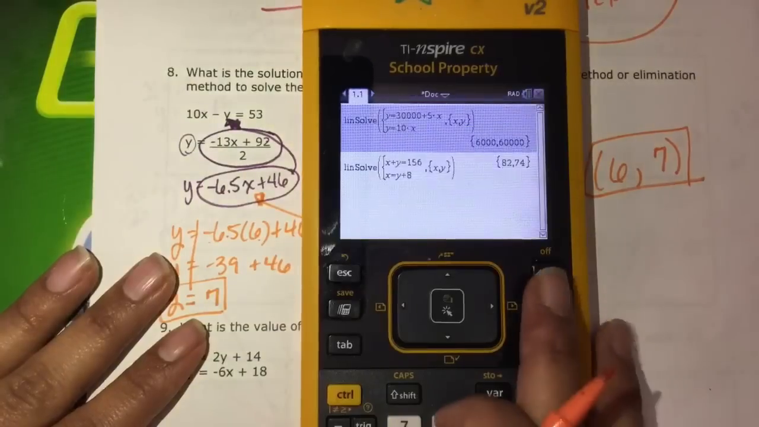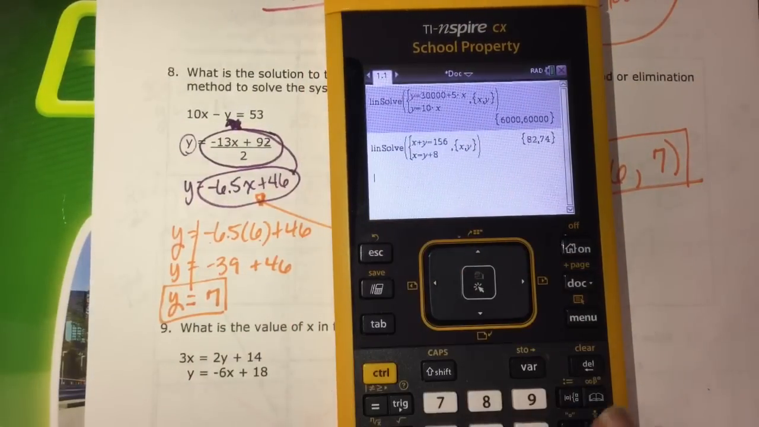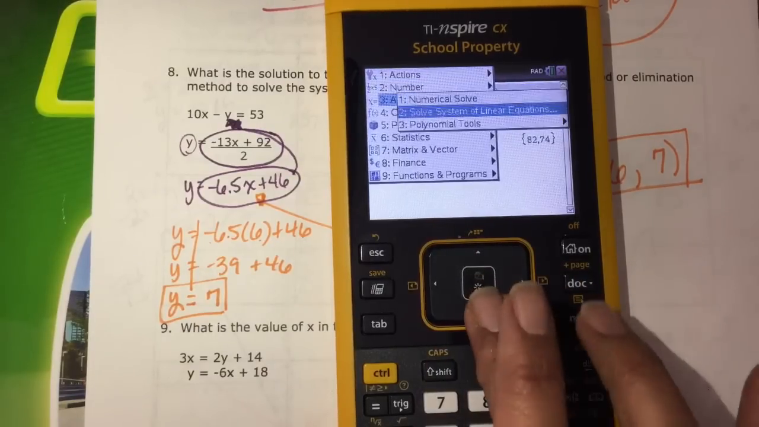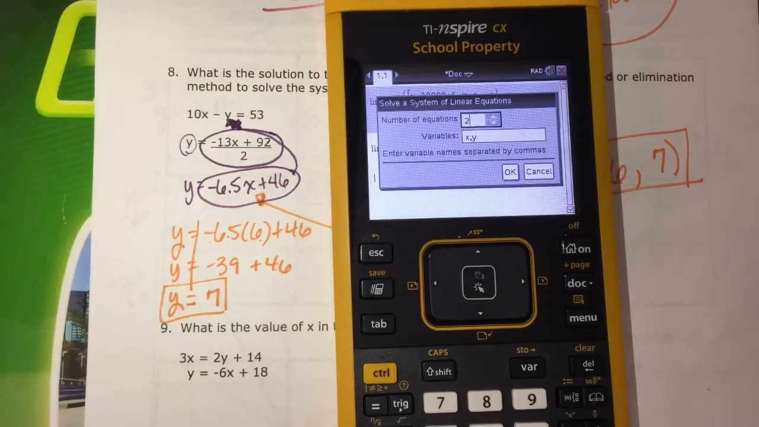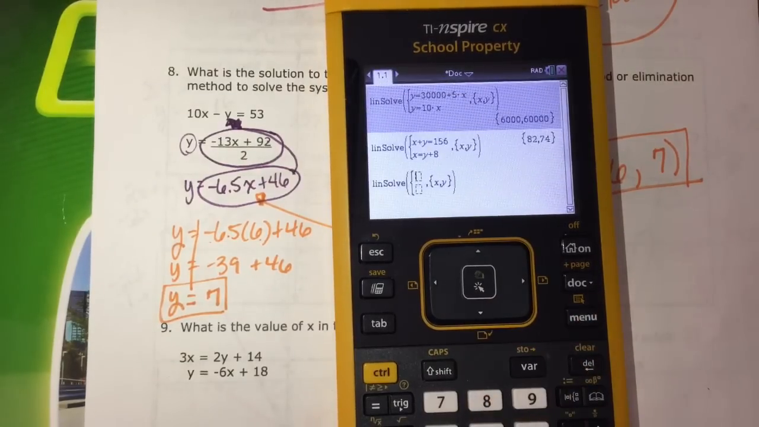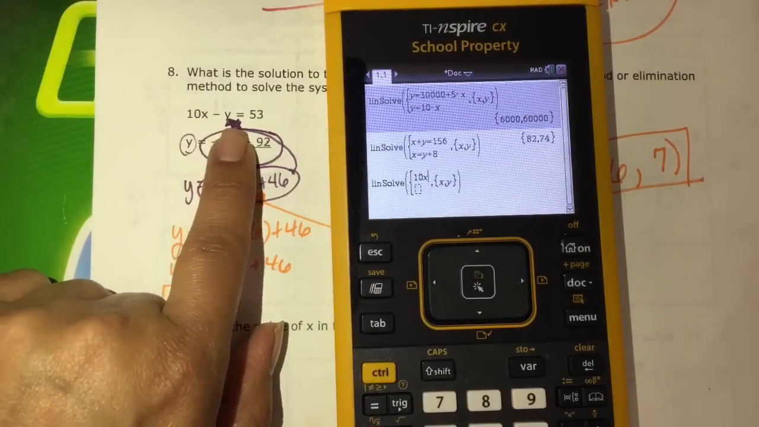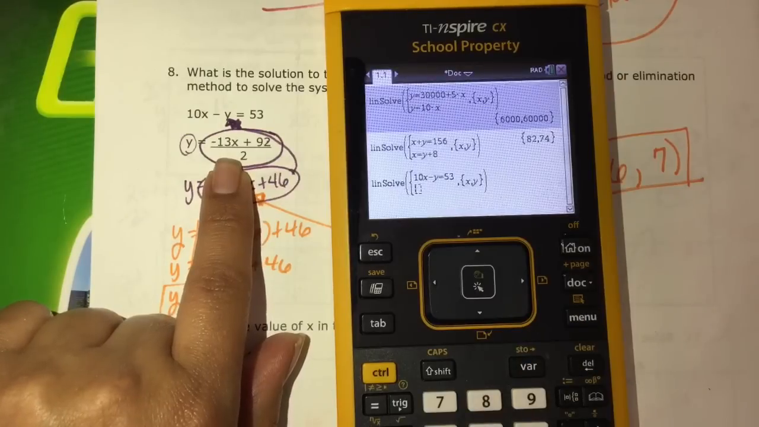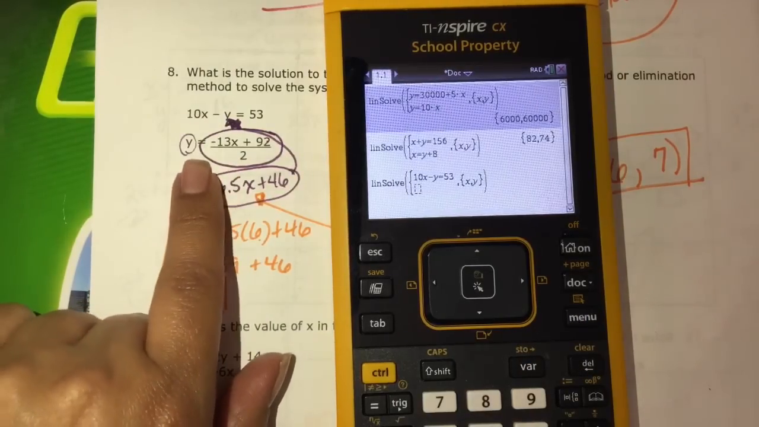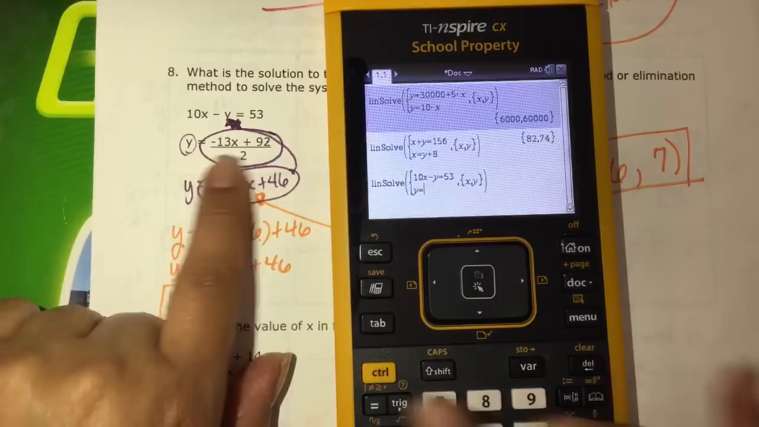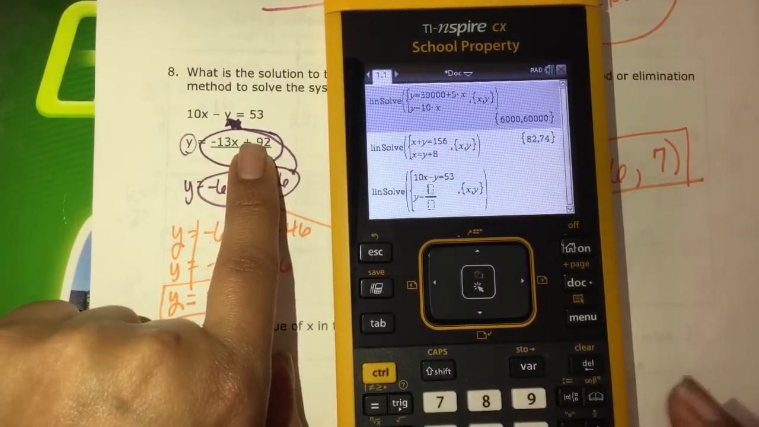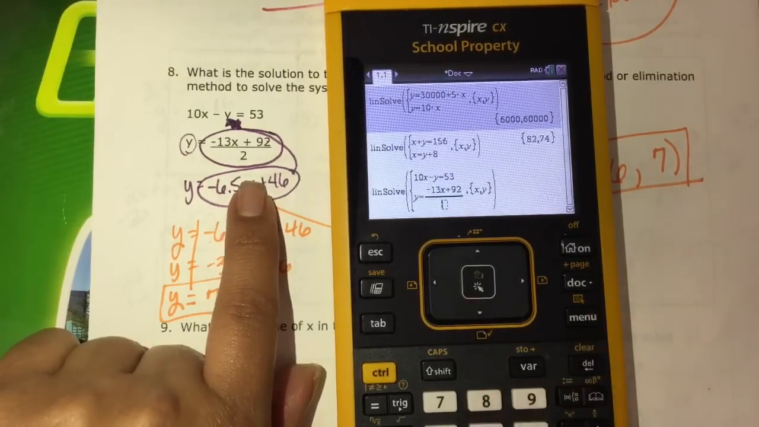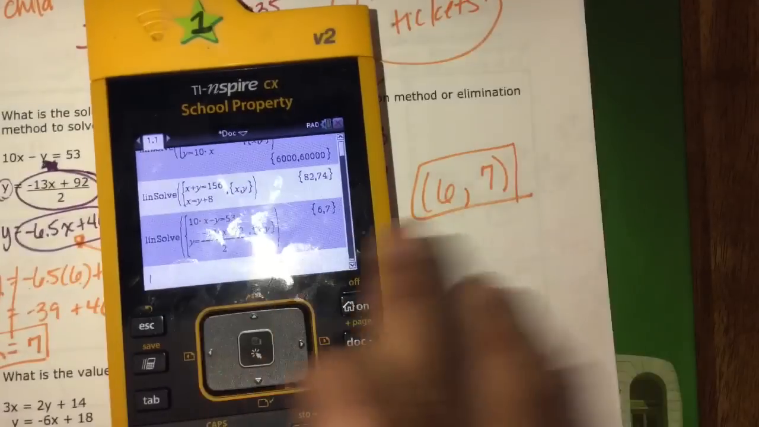Again, you can always check your work using your calculator to verify. So menu, algebra, 3 and 2, solve systems of equations. So you're going to select OK. And then the first equation, we're going to type in 10x minus y equals 53. Go down to the second one, and now we're going to type in the second equation, y equals, and I have a fraction here, so I'm going to do control divide, and type in negative 13x plus 92 over 2. Enter. There's your solution. That's what we got.